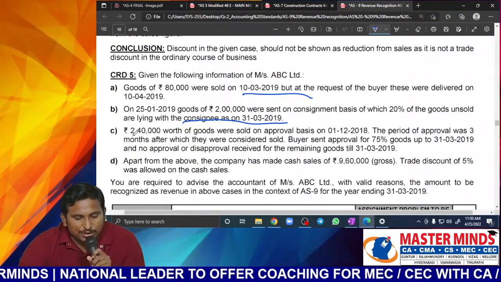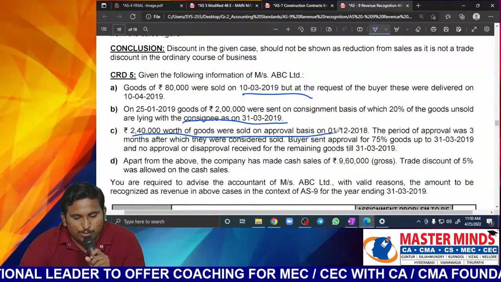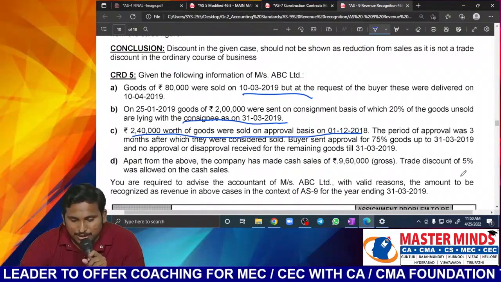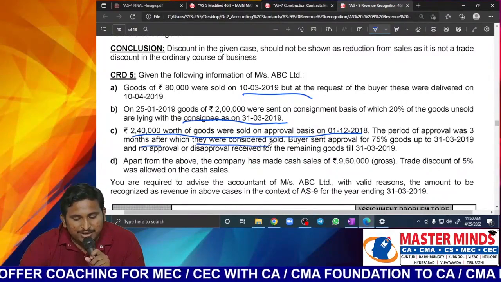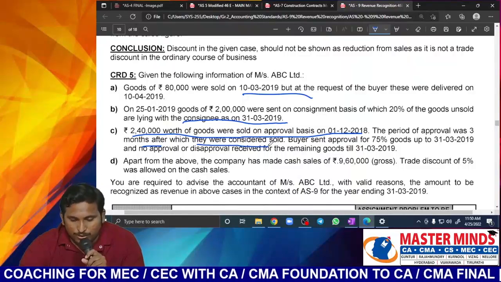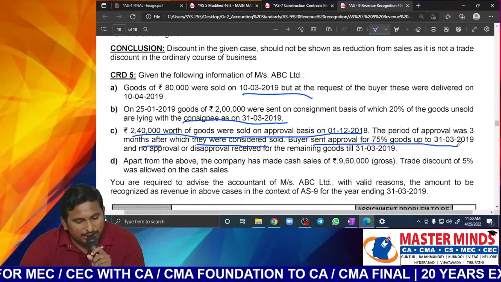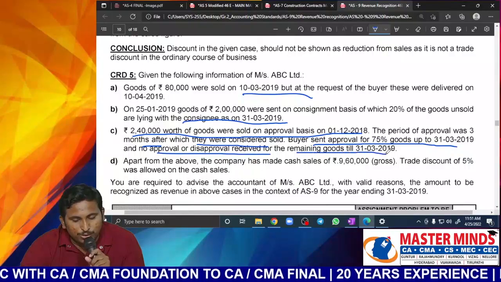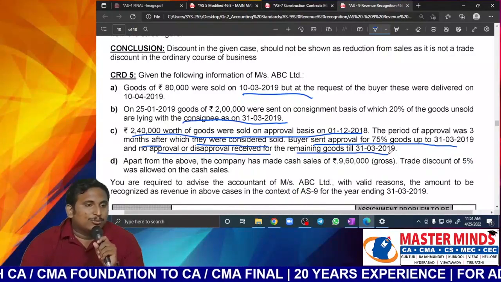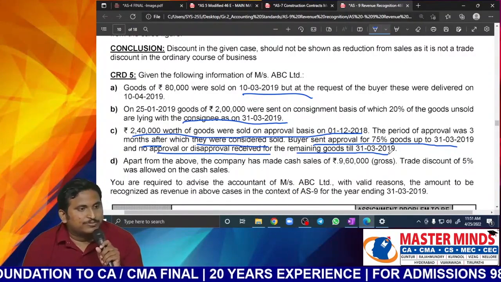In the third scenario, 2,40,000 worth of goods were sold on approval basis on 1st December. The period of approval was 3 months, after which they were considered sold. The buyer sent approval for 75% up to 31st March, and no approval or disapproval was received for the remaining goods till 31st March. Can you please tell me for how much amount I should recognize the revenue?